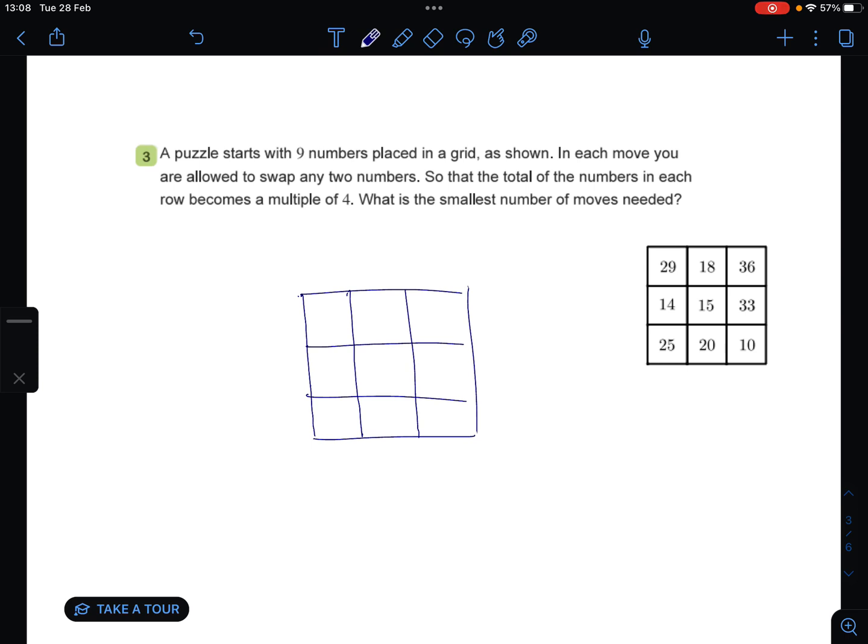So, if we look at the remainder of each number when divided by 4, it will help us to understand the remainder of each row. So, I'm just going to fill out the table. For example, 29, when divided by 4, has a remainder of 1. And so on. We have 2, 0, then 2, 3, 1, then 1, 0, 2. Just seeing for each one how much bigger it is than a multiple of 4.